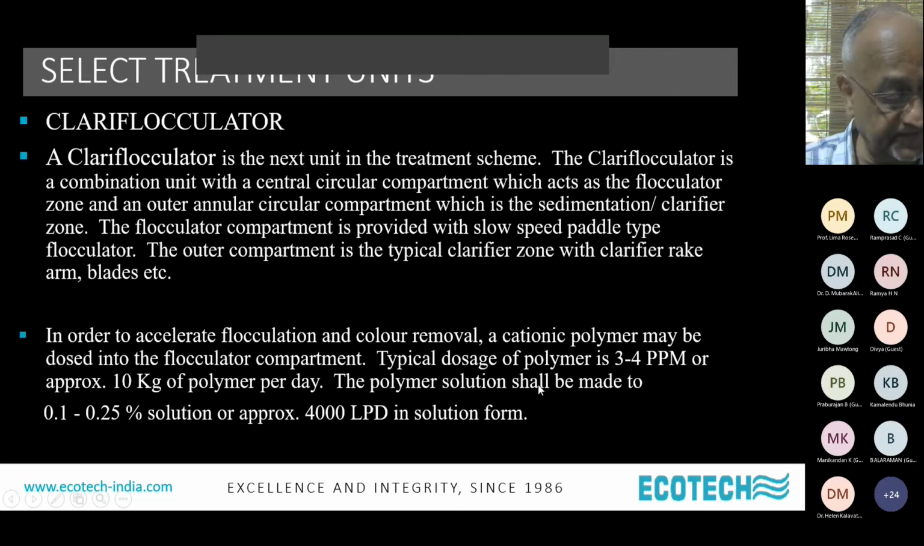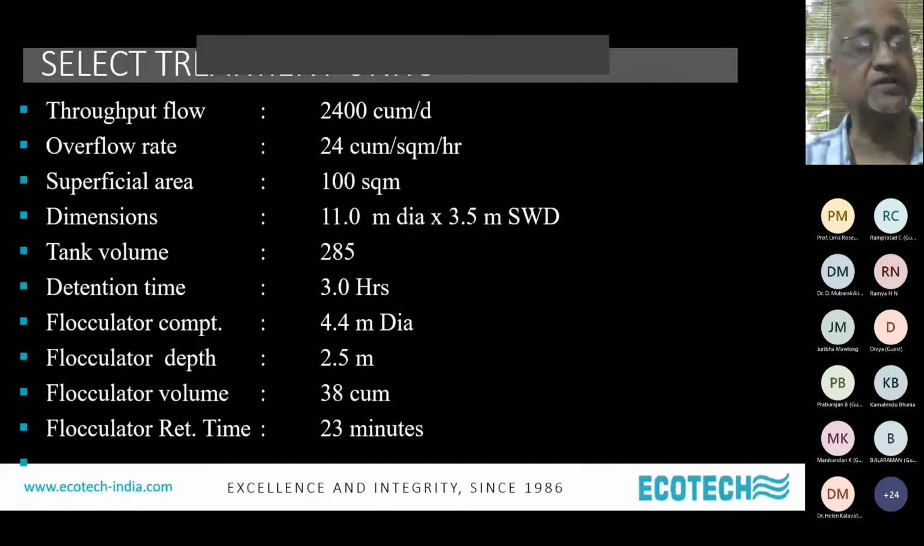Typically, the polymer being an extremely viscous solution, the polymer becomes extremely viscous when you add water. You have to prepare a 0.1 to 0.25% solution. Or approximately, if you want to make 10 kilogram, you have to have a 4,000 liters tank, 4,000, 5,000 liter tank to prepare this solution. This is extremely viscous, and therefore you have to control the viscosity so that the pumps and other things perform properly. The dosing pumps for these coagulants.